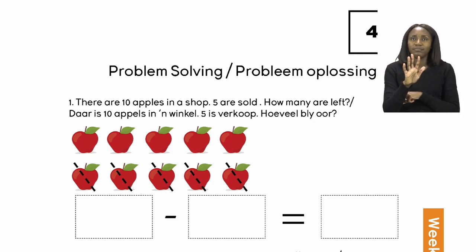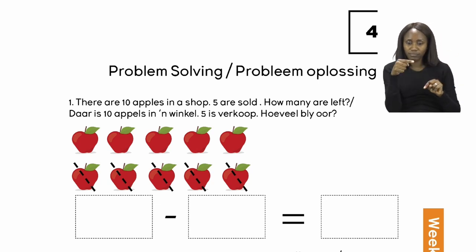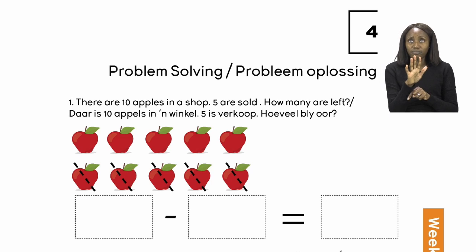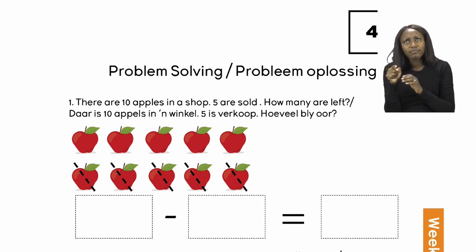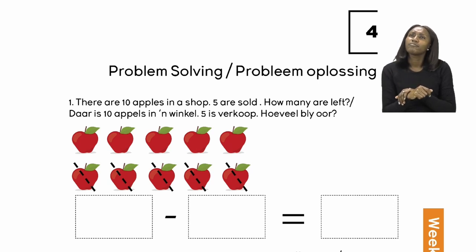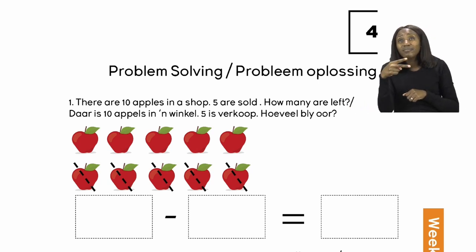The first box says 10. Then minus, so in the next box, the one in the middle, you are going to write 5. So now we have completed our sum and we need to find the answer. We are saying 10 minus 5 equals.